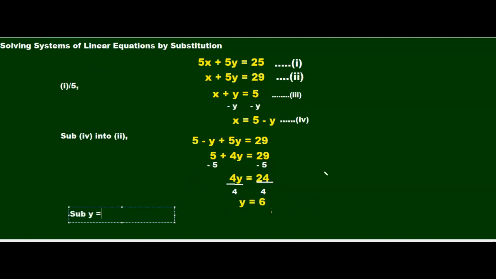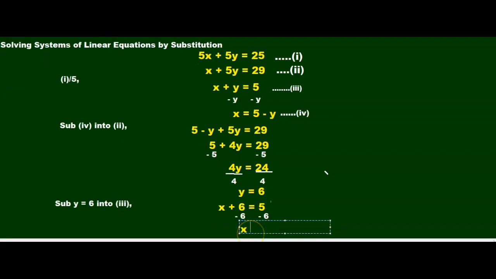Substitute my y equals 6 into any of the equations. I'm going to choose equation 3. You can use any one of them, but that looks like the easiest one that we're going to work with because the numbers are very small. So we have x plus y, which is now 6, equals 5, minus 6 on both sides. Get rid of our 6. And that leaves us with x equals -1. And that's how we solve our problem, which is y equals 6, x equals -1.